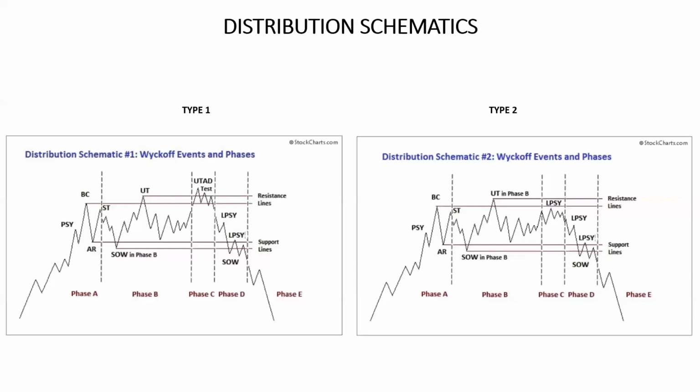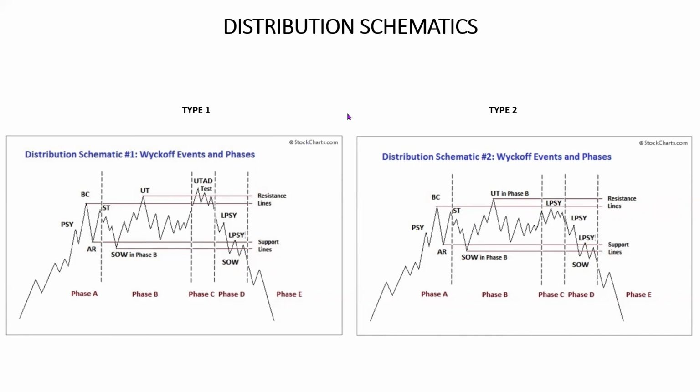Distribution, we're going the other way. So exit below support punctuated by a sign of weakness and then a breakdown. That really is the characteristic of any form of distribution that unites really all phases, all elements of distribution. You have an exit below the structure.